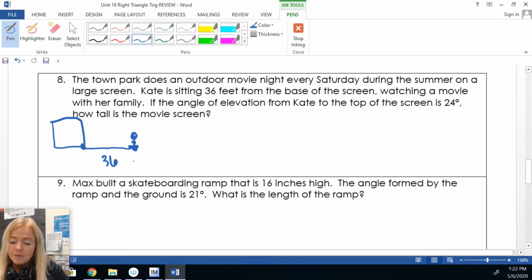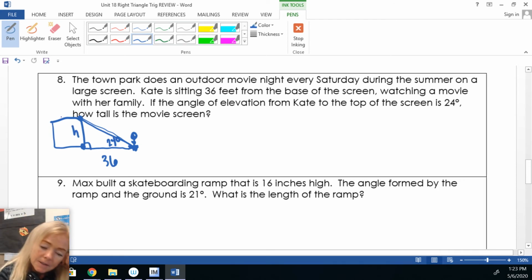If the angle of elevation from Kate to the top of the screen, so remember we have to draw our right triangle, so this is the top of the screen to Kate, is 24 degrees, how tall is the movie screen? So that's where our degree goes, and then the movie screen height is what we are looking for. So this is the screen here. All right, so we have an opposite from the angle. Here's our angle. We have an opposite and an adjacent, right? Opposite and adjacent. So that's tangent.